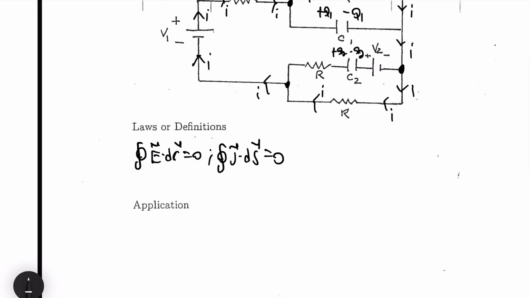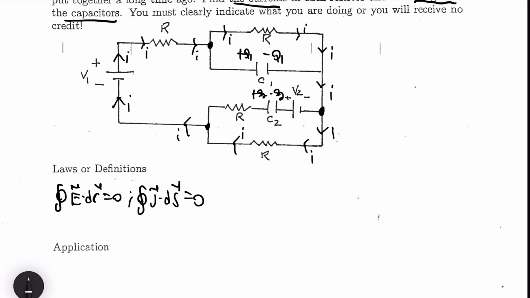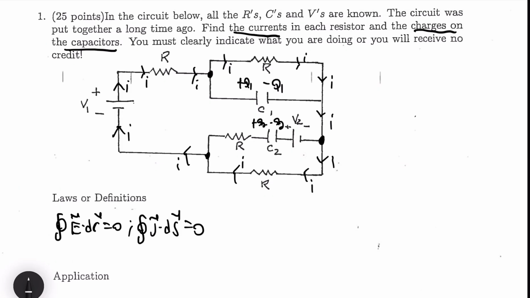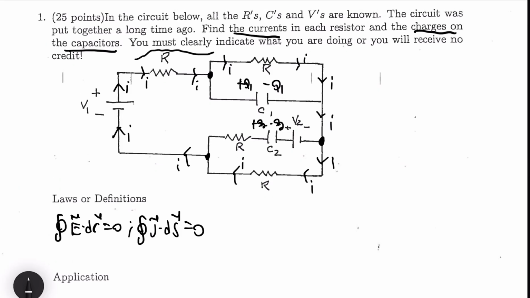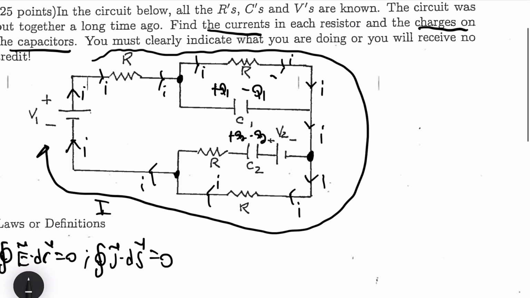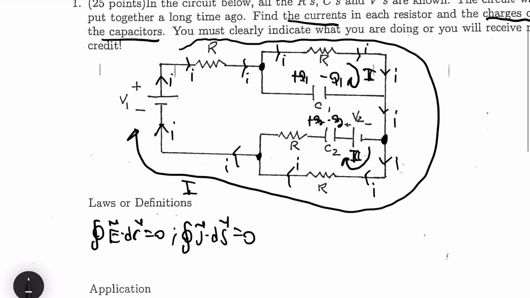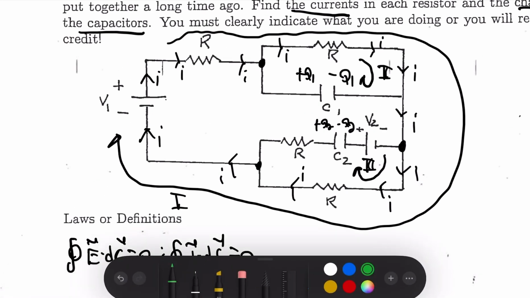So the application will be, well, I haven't even defined my loops, so let me do that first actually. There are many ways you can choose to define your loops. The way I'm going to do it is I'm going to write a big loop across the outside of the circuit. Call that loop 1. I'm going to have a smaller loop within the top right rectangle. Call that loop 2. And then I'm going to have another smaller loop in this bottom rectangle. Call that loop 3.